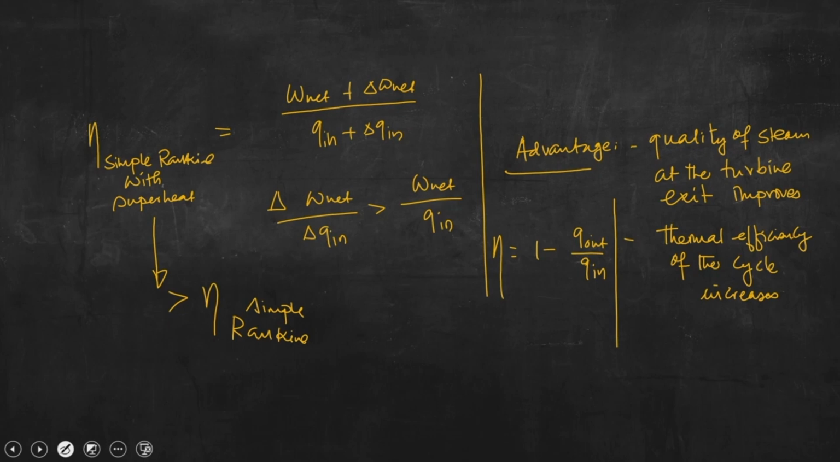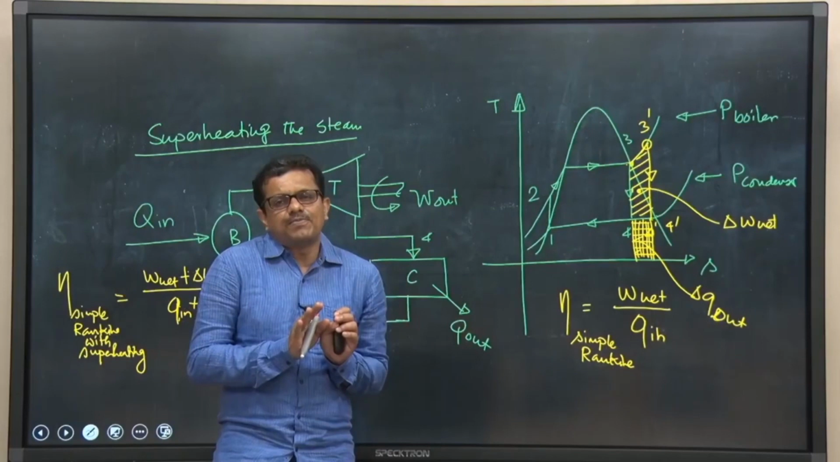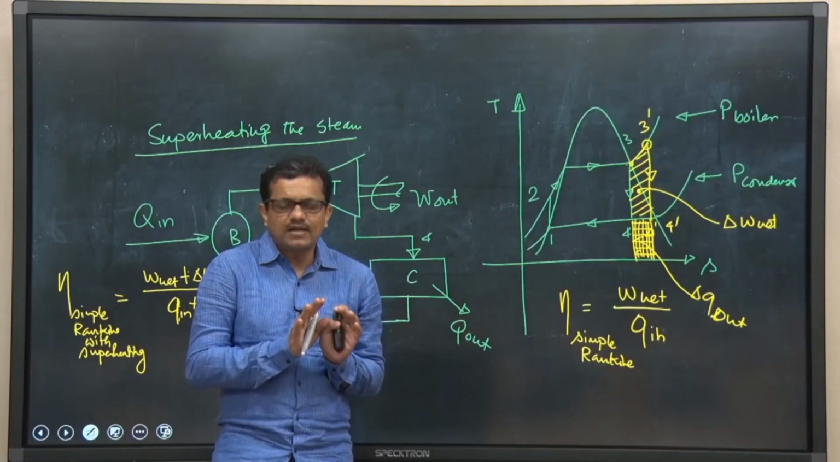So, these two are the advantages. The disadvantage I am not going to write here, but if we try to increase the temperature of steam beyond 3, an additional arrangement must be there. I am not talking about that additional amount of heat that must be supplied.